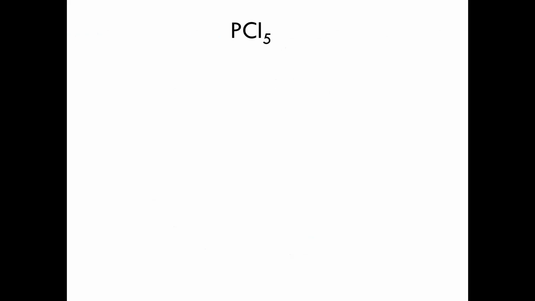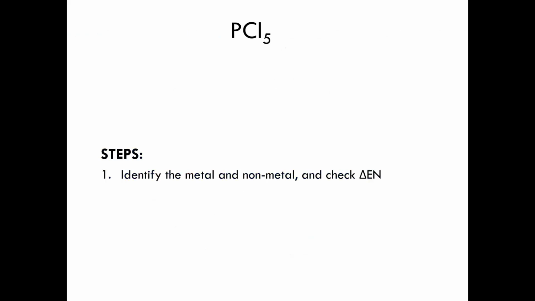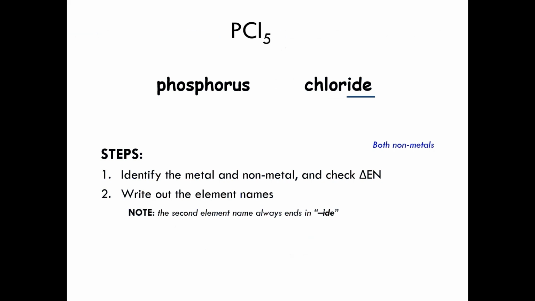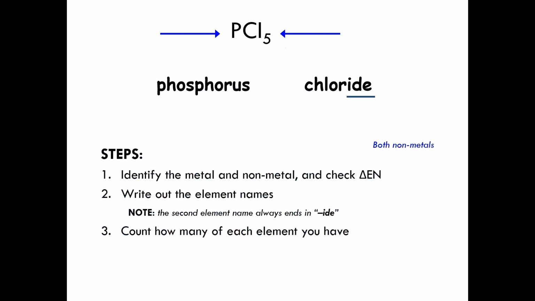For our last example, we have a compound composed of phosphorus and chlorine. First step, identify any metals or nonmetals present in the compound, and then check the difference in electronegativity. Again, both are nonmetals, so I know it's a covalent compound, and I'm going to continue naming it covalently. Second step, write out the element names. So I have phosphorus, chloride. Third step, count how many of each element you have. I have 1 phosphorus, and I have 5 chlorine.